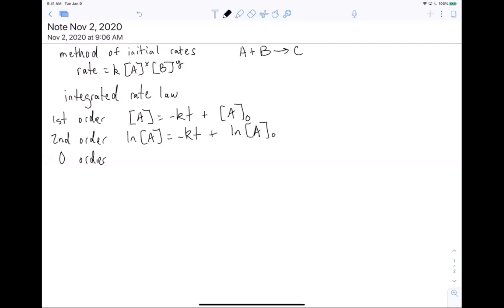So finally, if we're looking at zero order reactions, this is when it's not dependent on the concentration of the reactant at all, which is a weird case, because it's kind of not what you'd expect.